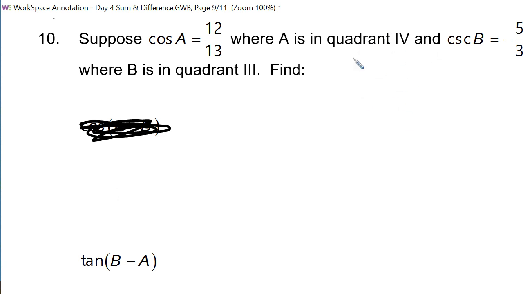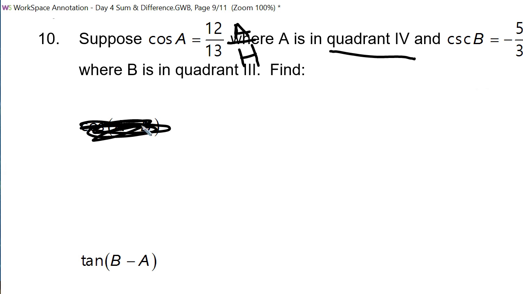So again, draw your diagram first. They said angle A is in quadrant 4. And they gave us cosine, so cosine is adjacent over hypotenuse. So the adjacent side is 12, the hypotenuse is 13, and what is the missing leg? Negative 5. Why is it negative? Because it's going down. Yeah, it's below the x-axis.